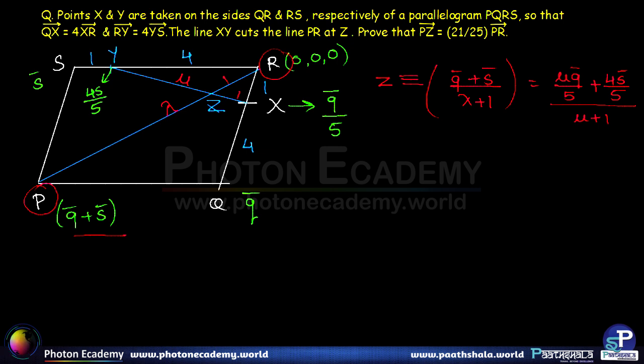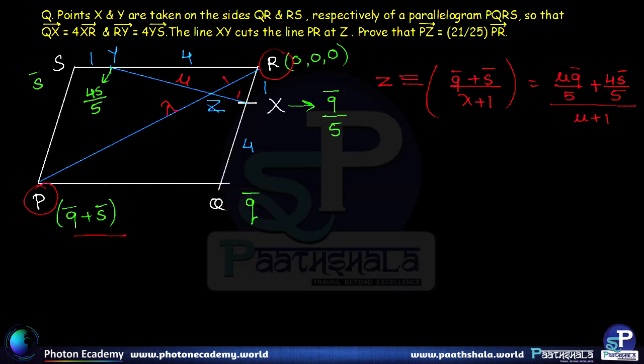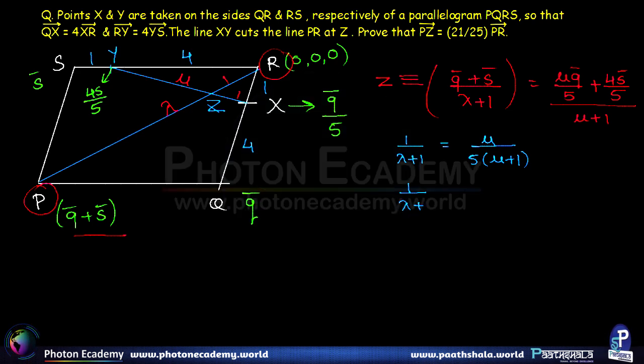Okay. So now we can obviously see that Q and S are non-collinear. So we have to equate the coefficients of Q and S in this case. So equating the coefficients of Q, we have 1 upon lambda plus 1 is equal to mu upon 5 mu plus 1, and the second equation equating S will become 1 upon lambda plus 1 is equal to 4 upon 5 mu plus 1. Okay.